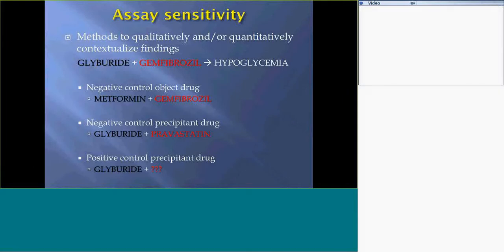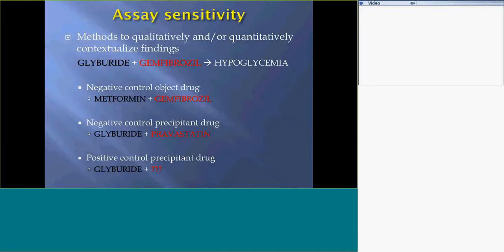In a similar vein, you could also include users of a negative control precipitant drug, that is, users of glyburide and pravastatin rather than gemfibrozil. Pravastatin, while not a fibrate, is still used for lipid control. Pravastatin is not thought to utilize, or only a small proportion inhibit, the cytochrome P450 system. So you can imagine that pravastatin wouldn't cause any increases in glyburide leading to hypoglycemia.